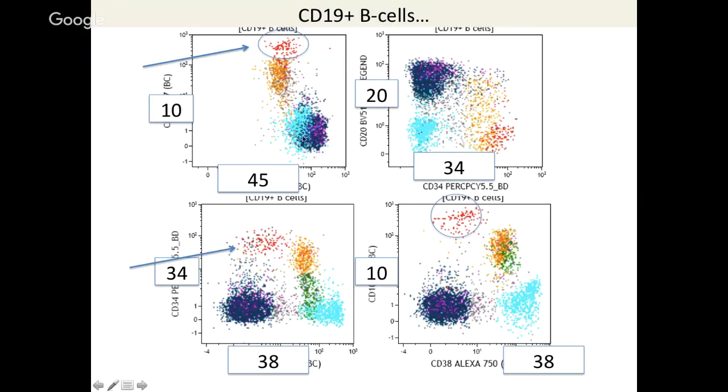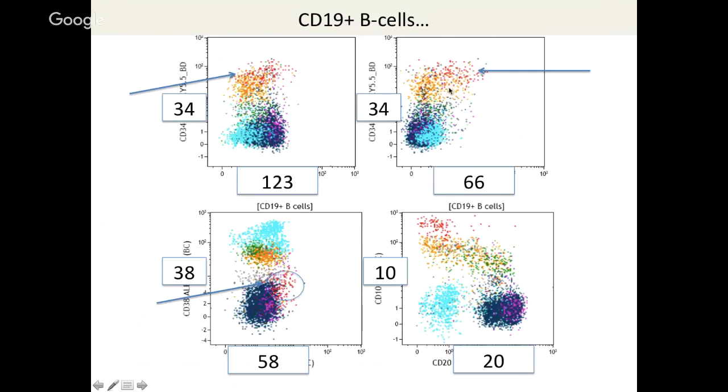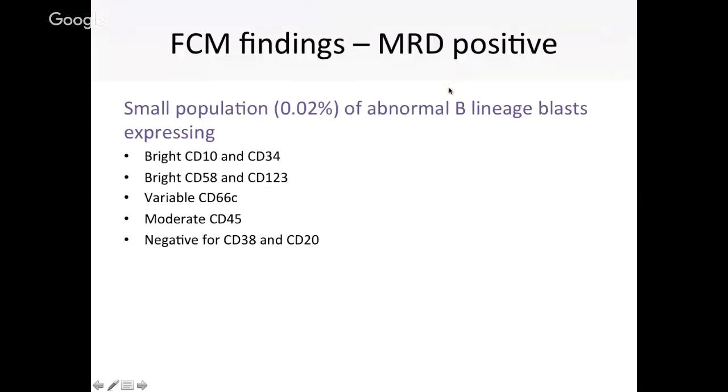So we did other markers. 45 is weak, 10 is strong, 20 is negative, 34 is strong, 38 is lost. So based on all these markers, 123 is here, very weak. 66 is also positive. So based on all these markers, we can confidently say this is MRD positive.